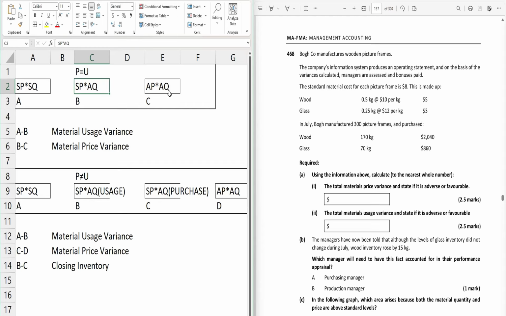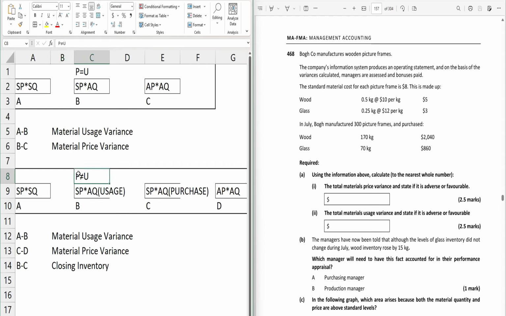Okay, just remember the trick: for SP now we have to do AP, and for AQ now we need to write ASQ. The difference of these two, A and B, is your material usage variance, and B and C is your material price variance. Okay, so this is the case when your purchase is equal to usage.